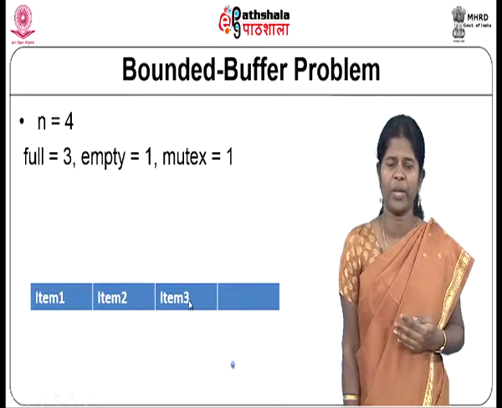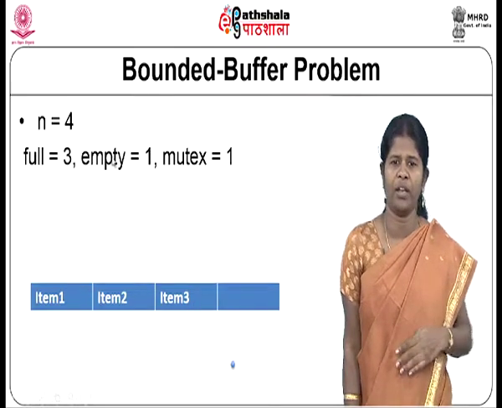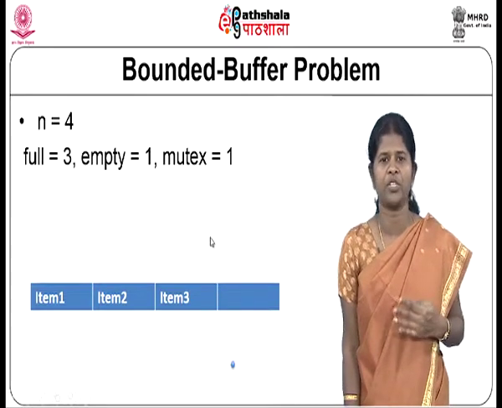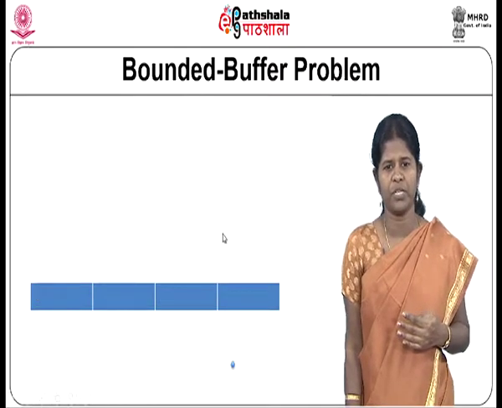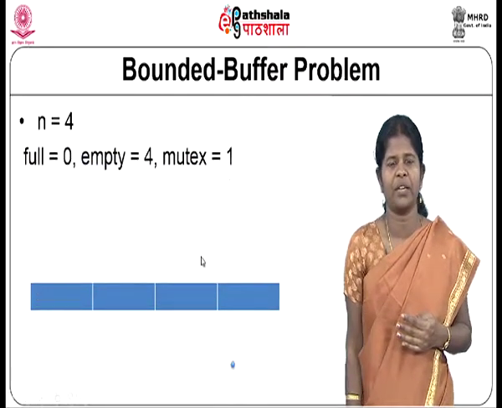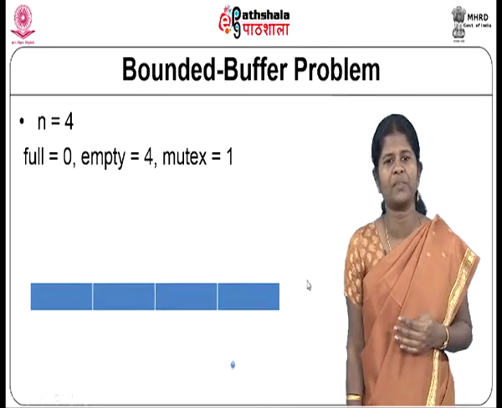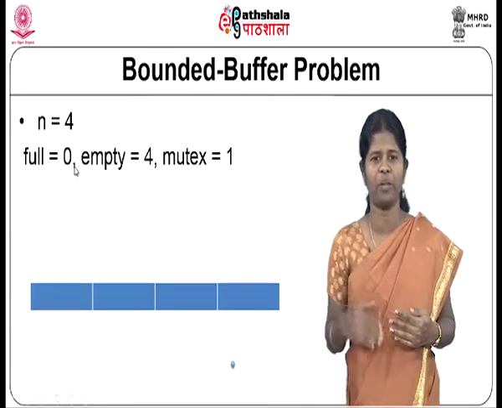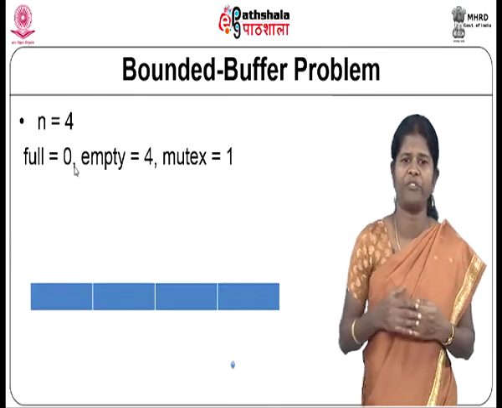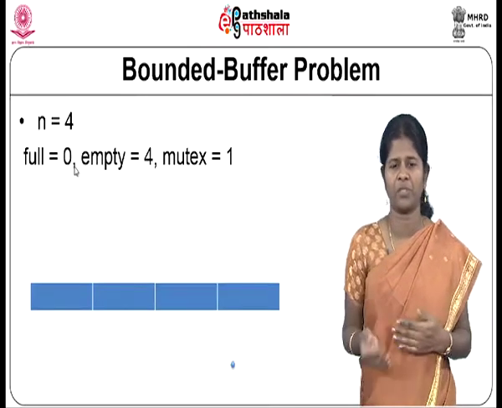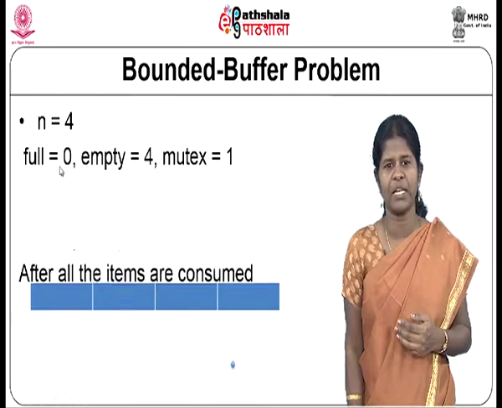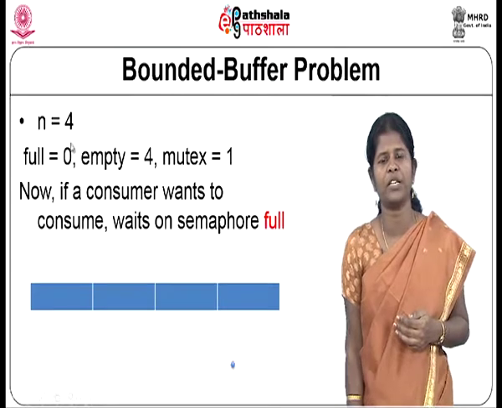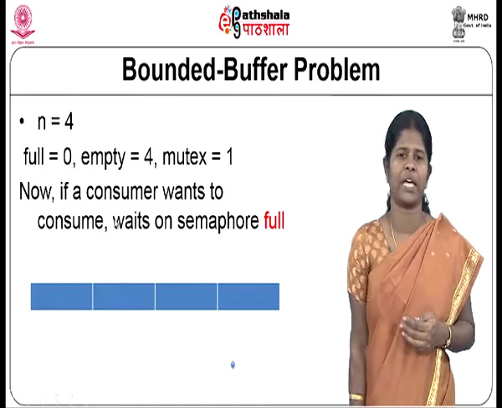Now, before consuming the next item, it should wait on full and wait on mutex. So, the value of full should become 2 and the value of mutex should become 0. Similarly, it can be done for the other items. Finally, when all the items are consumed, the value of the semaphore full becomes 0 and the value of the semaphore empty becomes 4. Now, if the consumer wants to consume an item, it cannot, because it will be waiting on the semaphore full, which is currently 0.